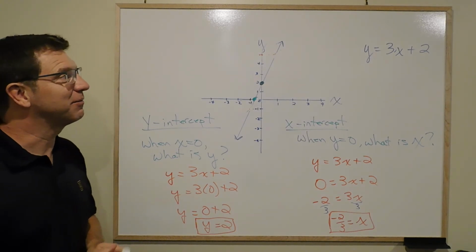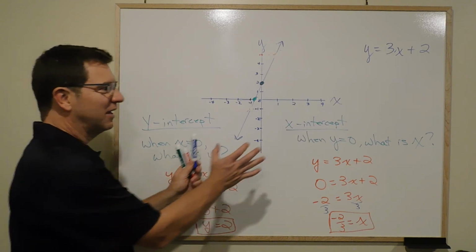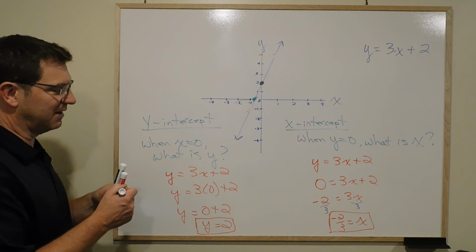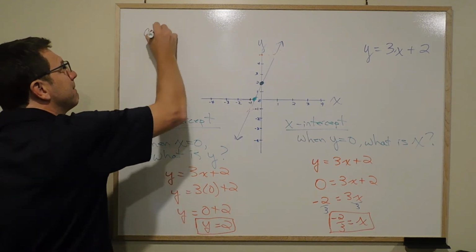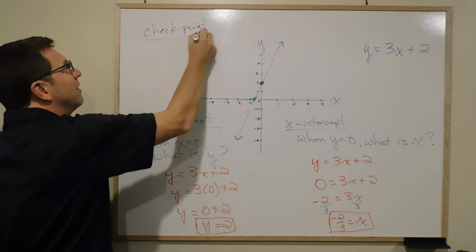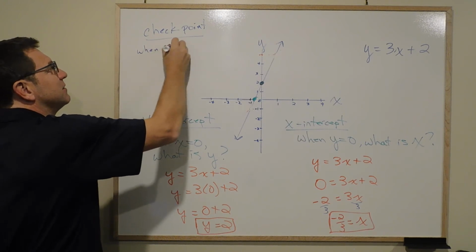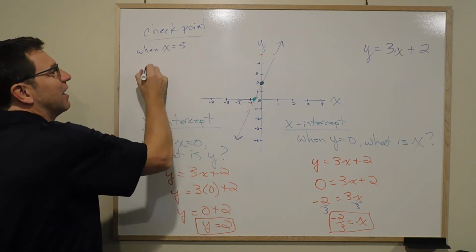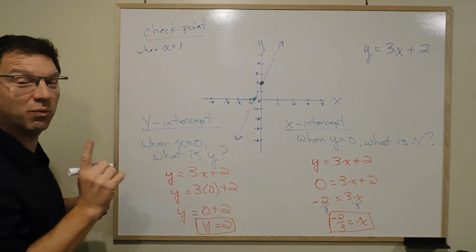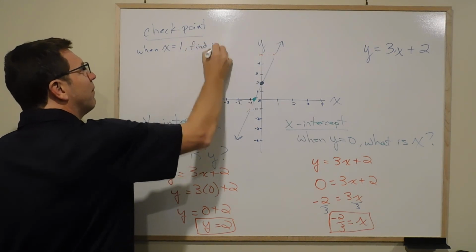So how do you find that third point? Well, you take any other point, not when x is 0 and not when y is 0, right? So I'm going to use a checkpoint, and I'm going to use one we saw a couple slides ago. I'm going to say when x equals 1, okay, find y.